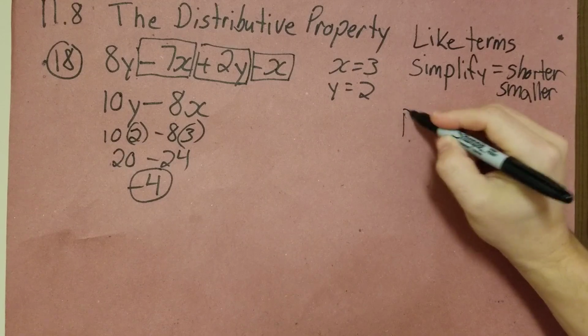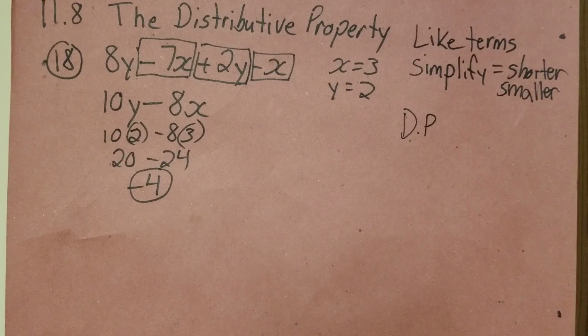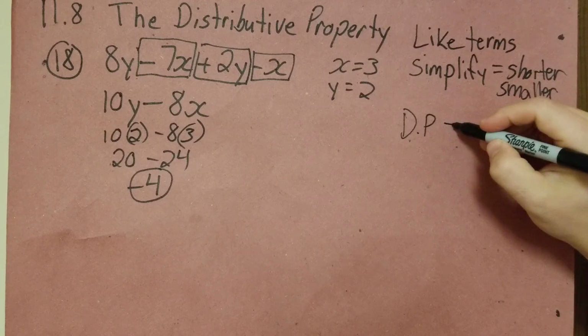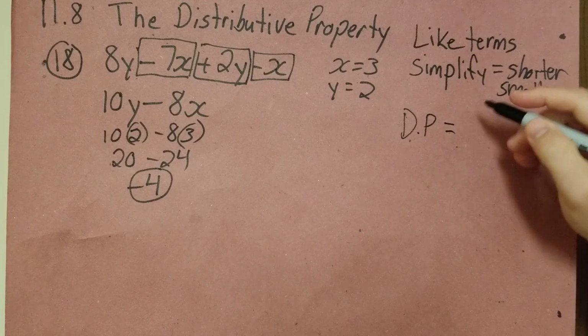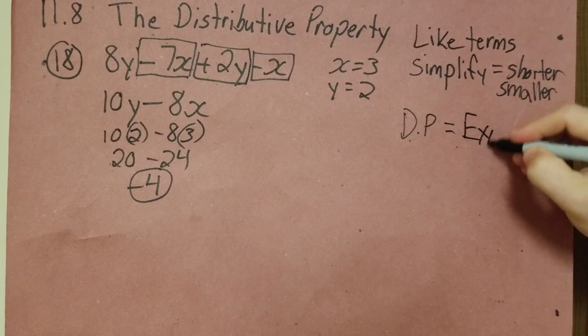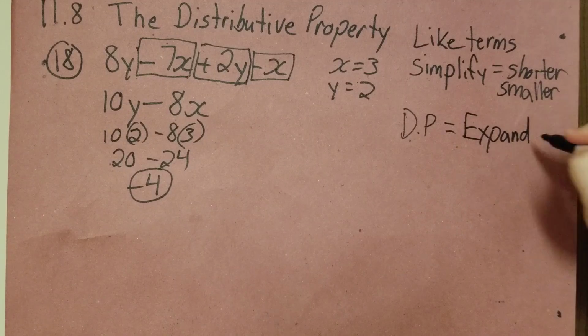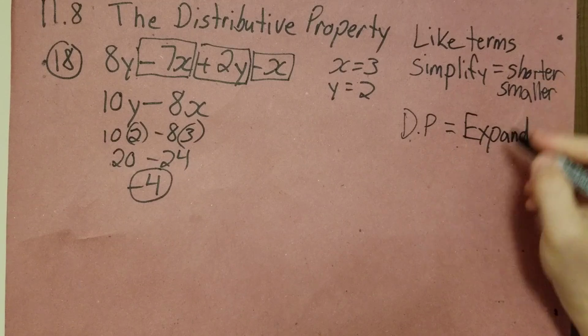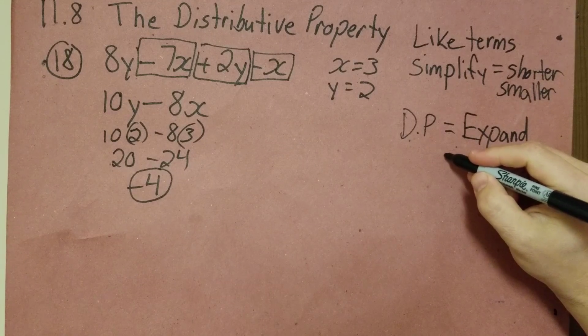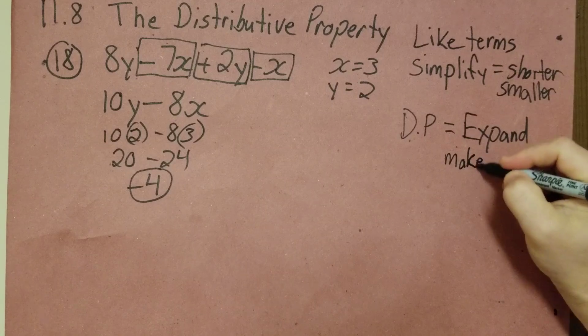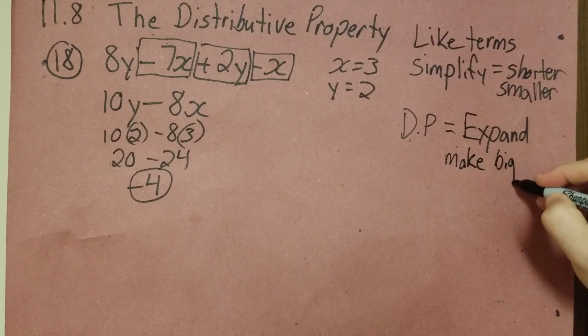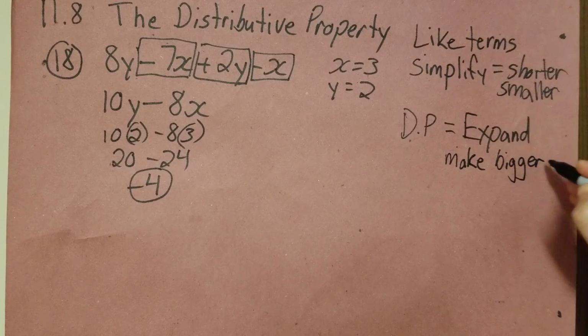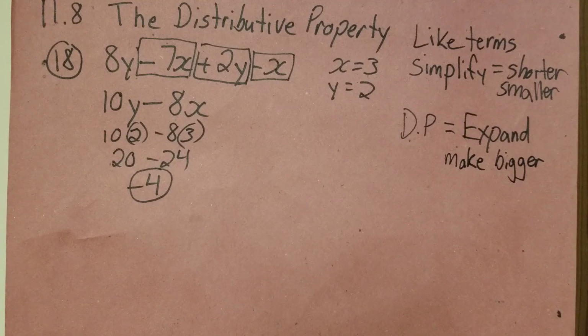Today, in the distributive property, I'm just going to call it the DP, we're doing the opposite. We are going to be expanding. It's going to ask you on the sheet, if you have it in front of you, it says expand. So to expand is the opposite of shorter or smaller. It's to make bigger. I know. Algebra can just never make up their mind. But that's what we're going to be working on today. So we're going to be taking these and we're going to make them bigger.